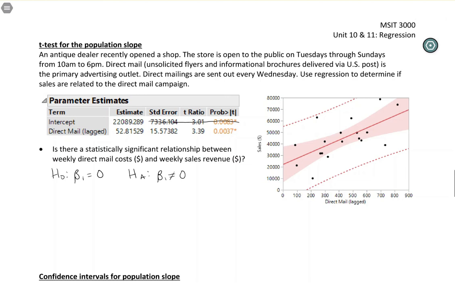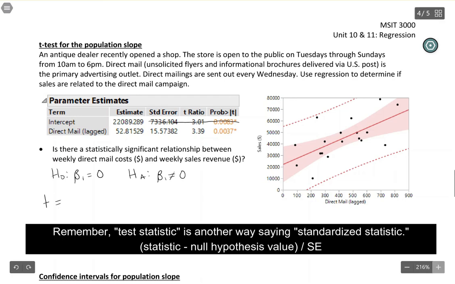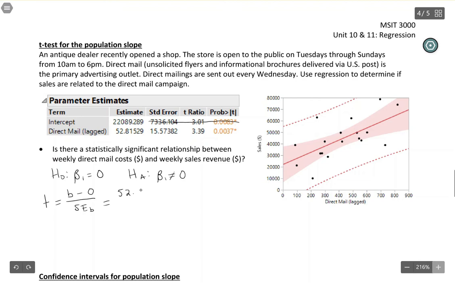Let me show you how to calculate the t ratio or the t statistic. So this has the same basic form as other test statistics that we've learned. So a t statistic is equal to a regular statistic. So here we're going to use the slope minus the null hypothesis value. In this case, that's 0. And divide it by the standard error. So the standard error of the slope, that's something else that's given in the table. So if we do our slope, 52.8153, minus 0, obviously that doesn't make a difference. Divide by the standard error, 15.5738. Then we're going to get our t statistic, which is this 3.39.